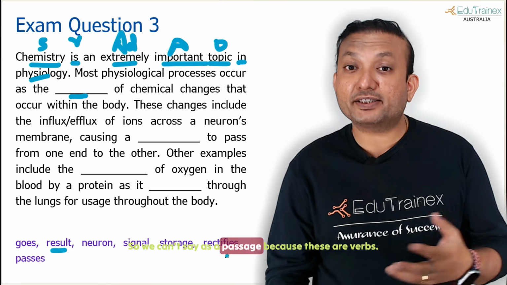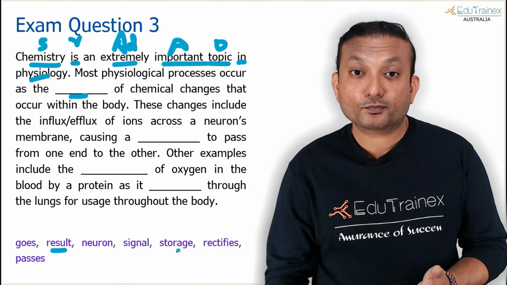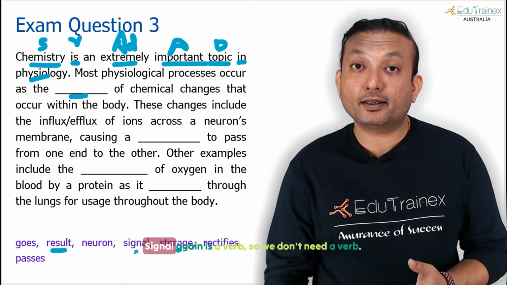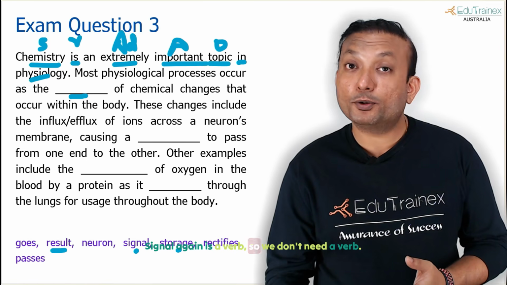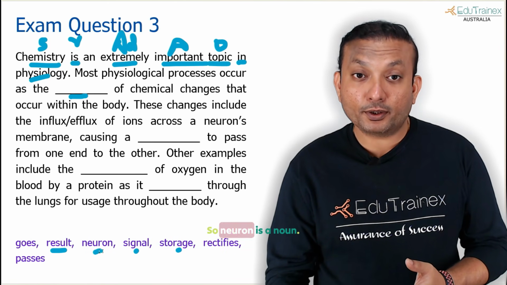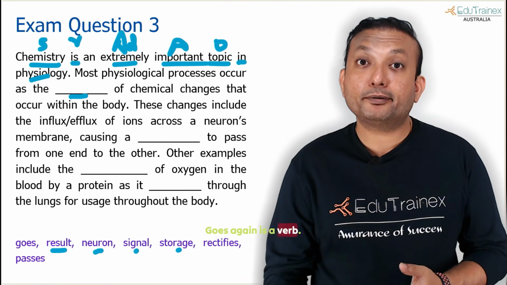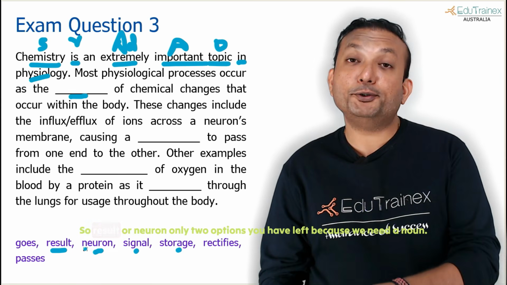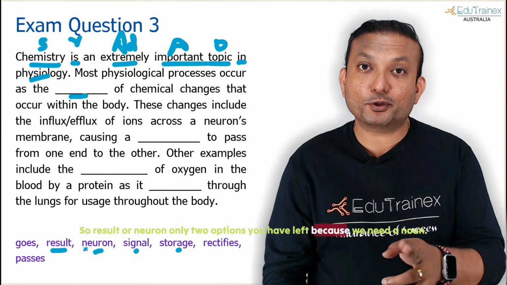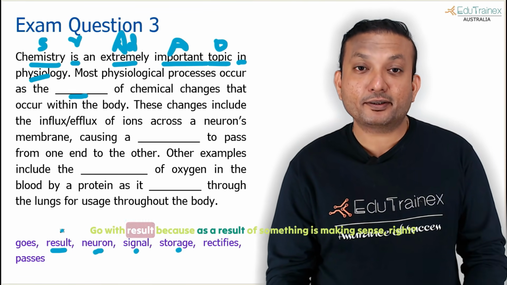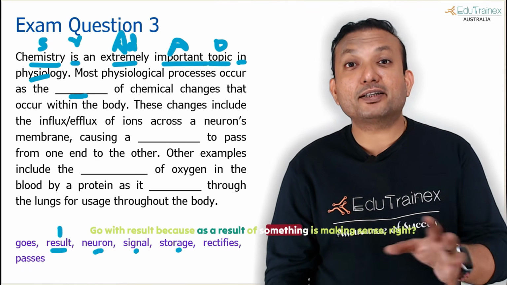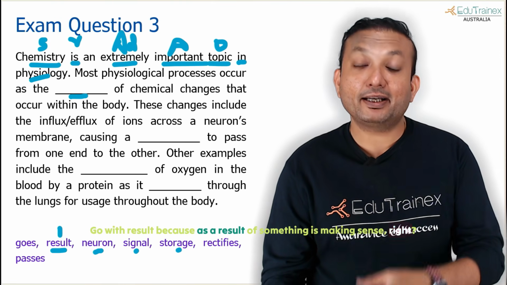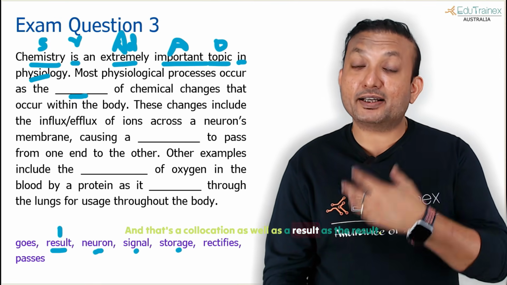So we can't say as a passes because these are verbs. Okay, storage is noun, signal again is a verb, so we don't need a verb. So neuron is a noun, goes again is a verb, we don't want that. So result or neuron, only 2 options you have left because we need a noun. Go with result because as a result of something is making sense, right? And that's a collocation as well. As a result, as the result.